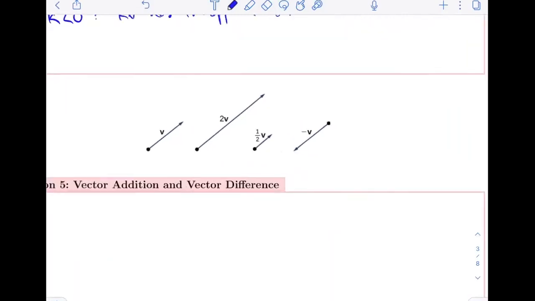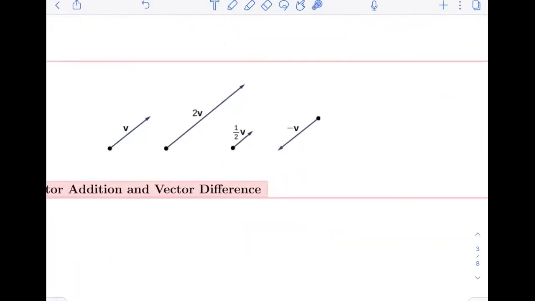So take a look at this graph. Given a vector v, you can double the vector v or scale it two times the original vector, and you have a new vector which is twice as long as the original vector. Or you can scale it down, right? You have 1/2 v, which is half of the original vector. Or you can change the direction of the original vector by multiplying a negative number toward the original vector.